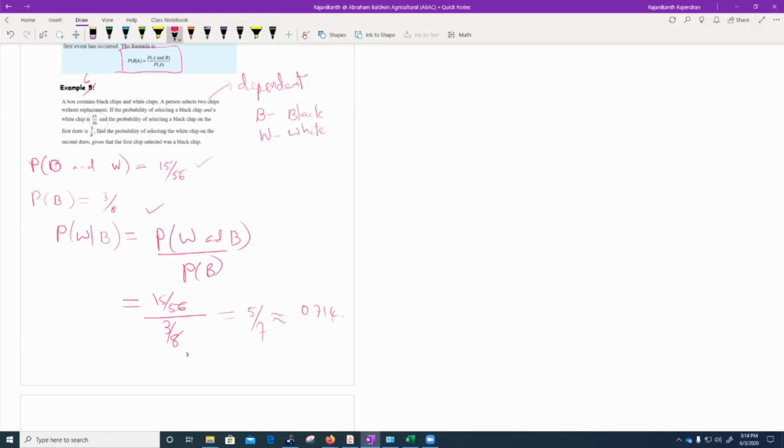So you need to put the correct fractions. Otherwise, you may end up with an answer which is bigger than 1. So remember, you are finding probabilities, and probabilities cannot exceed 1. Therefore, make sure that you always get an answer less than or equal to 1.